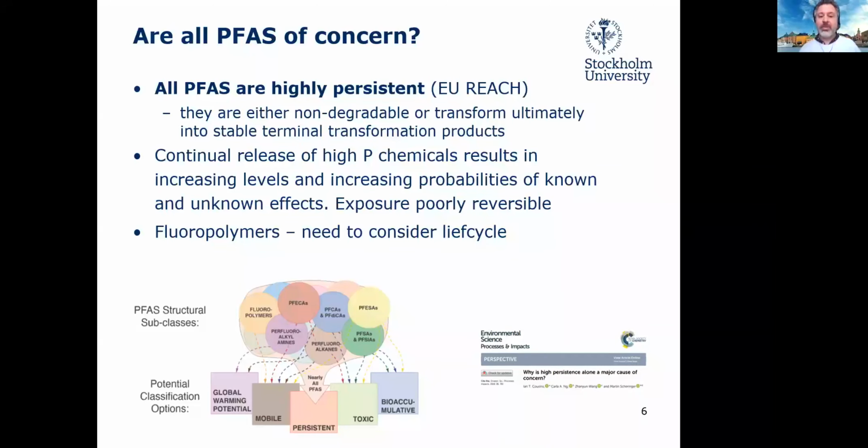And that's a problem we have with plastics, which are mostly other types of polymers. But the problems we have with plastics are due to their persistence as well. So if you continue to release highly persistent substances into the environment, their levels will increase, and they will accumulate in the environment somewhere. So there will be increasing probabilities of known and unknown effects.